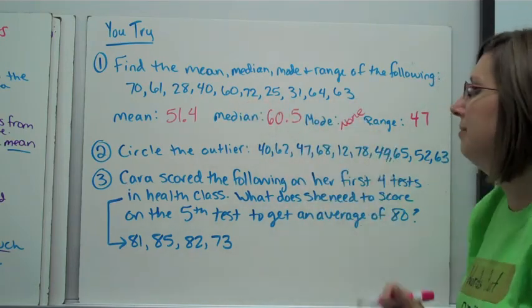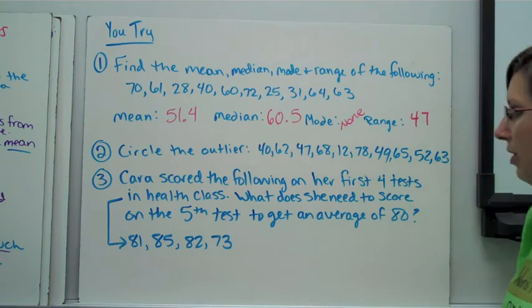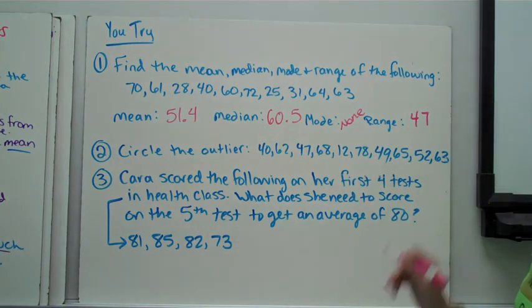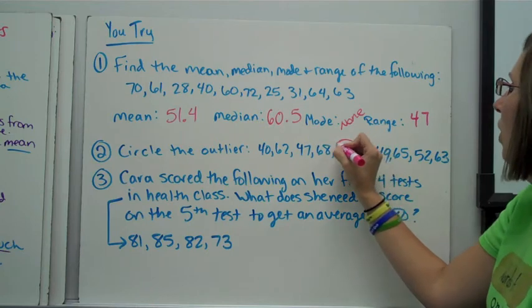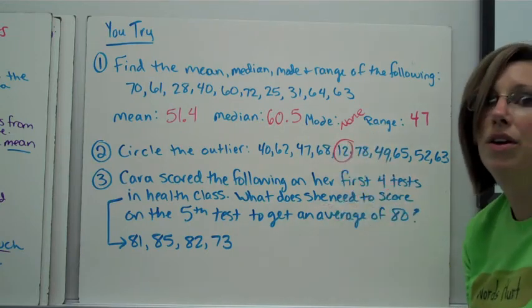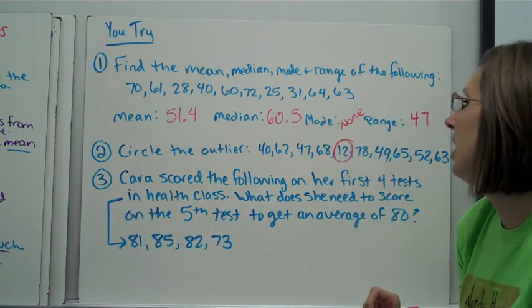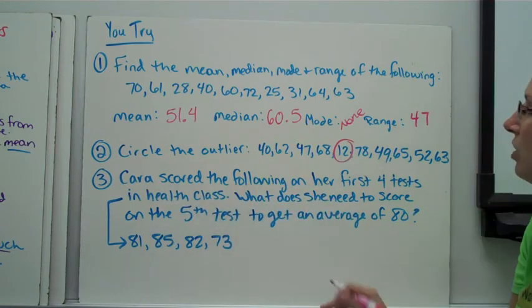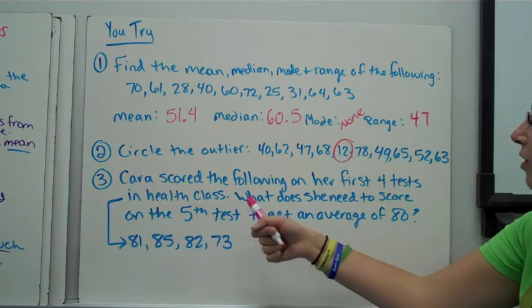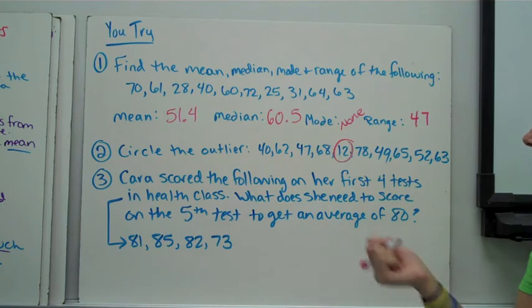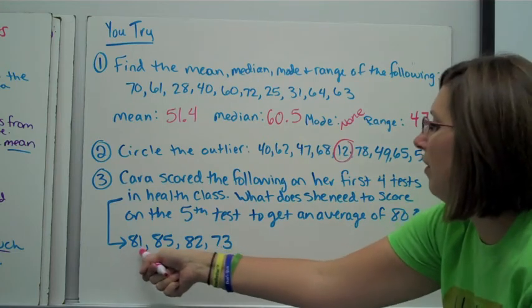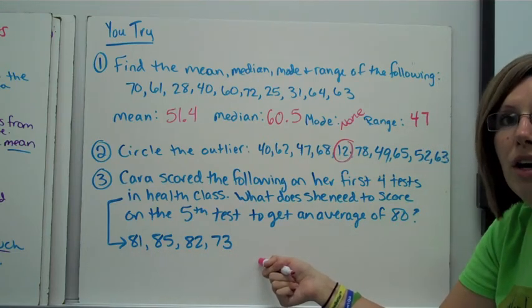So just write none. Number 2, circle the outlier. Of course, the outlier in this problem is 12. It is much lower than the other pieces of data. And then number 3, Kara scored the following on her first 4 tests in health class. What does she need to score on the 5th test to get an average of 90? So you've got the 4 tests listed here.